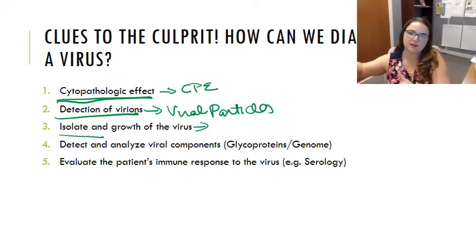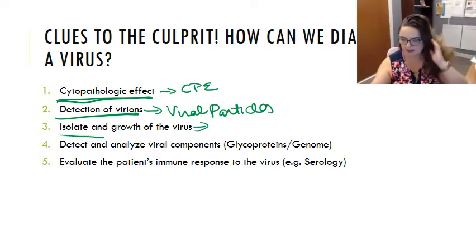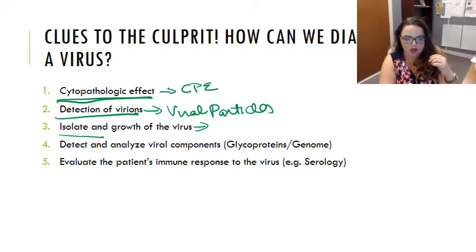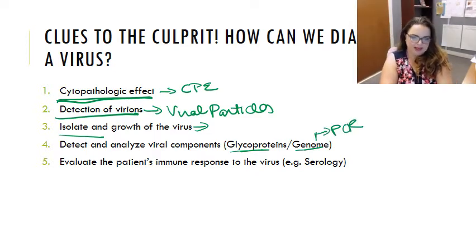If we can take the virus from somebody's blood and place it on some host cells and then grow more of it. You can also detect and analyze certain viral components via the glycoprotein or the genome. So this is obviously by some form of PCR. The last is serology. So can we detect antibodies in the patient's serum that are specific for the virus?